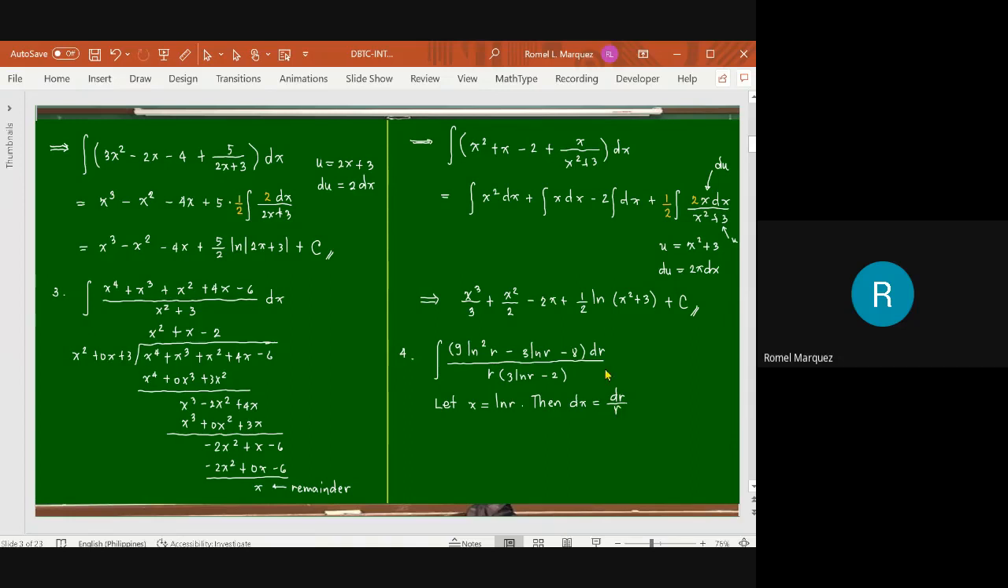Because we want the differential. So the integral now, we can write as the integral of 9 times x squared, because ln r is x, minus 3x, that is our ln r, minus 8, all over 3x minus 2. And dr over r is dx. Is that clear? Carl Andrew? Yes po, sir.